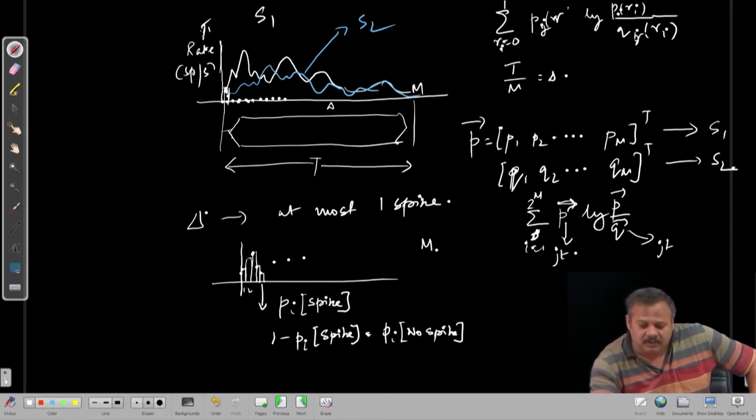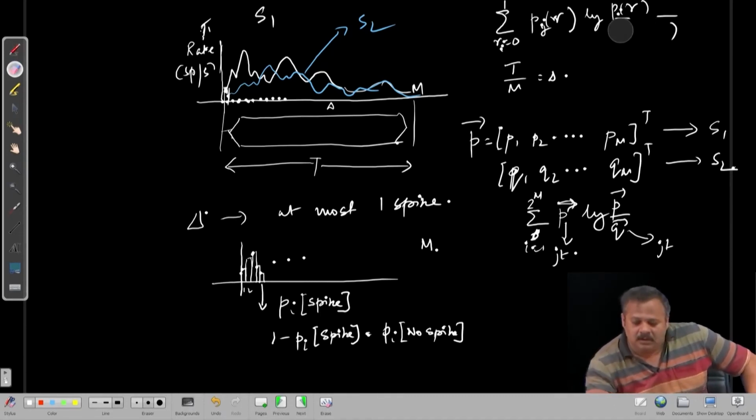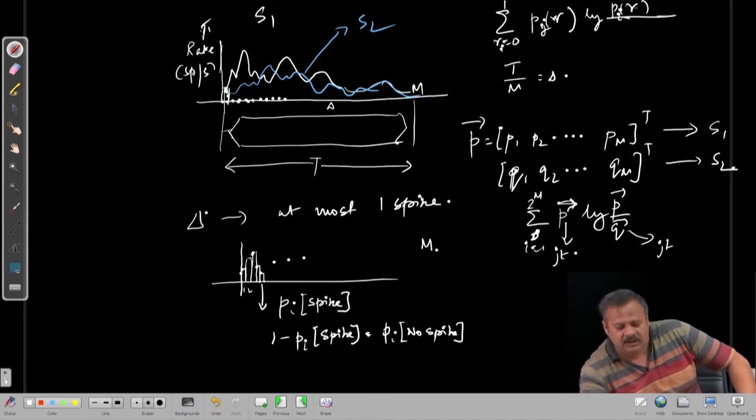So, let us say this is probability of R, and again pardon me, probability of R. This is P_i. In the ith bin, in response to stimulus 1, what is the probability that R equals 0 or R equals 1? These are the two things. Similarly, in response to stimulus 2, the probability in the ith bin that the response is 0 or the response is 1.